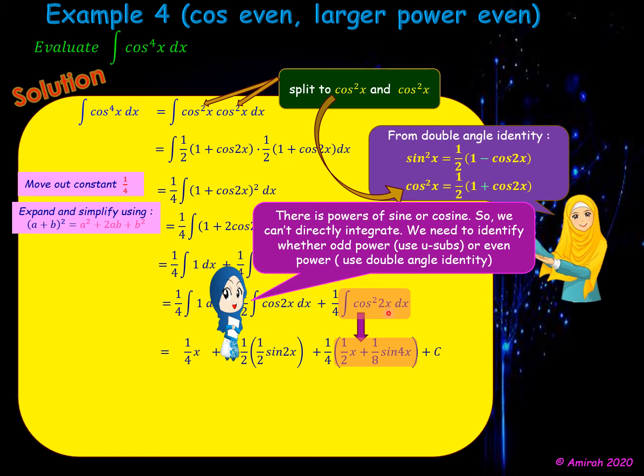And then we need to integrate cos squared 2x. To integrate cos squared 2x, we can see that the power of cos is even. Because there are powers of sine or cosine, we can't directly integrate. We need to identify whether it is an odd power, so we can use U substitution, or an even power, so we can use the double angle identity. After we integrate cos squared 2x using the double angle identity, because 2 is even, the final answer for the integration of cos squared 2x equals half x plus 1 over 8 sine 4x.